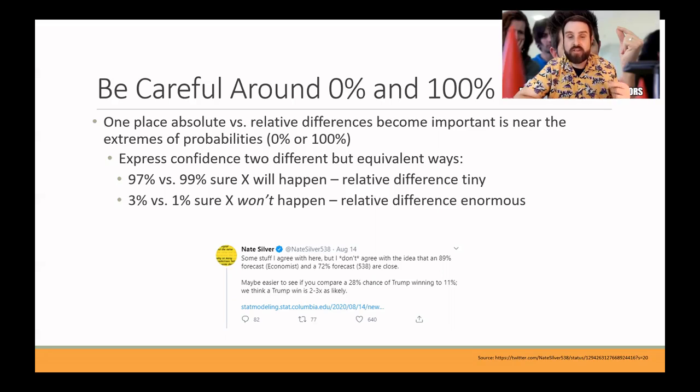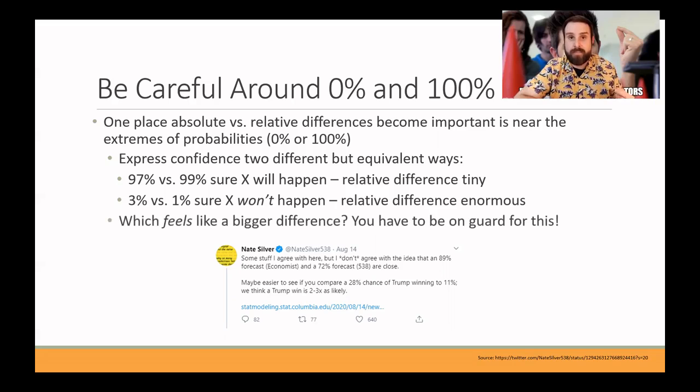So which one of these is right? What's the way that you want to think about it, or want to communicate this? Which feels like a bigger difference? There's a huge difference in how people are going to take this, depending on whether you report it as 3% versus 1% or 97% versus 99%. And you have to be on guard for both how you communicate this and how other people try to communicate it to you.